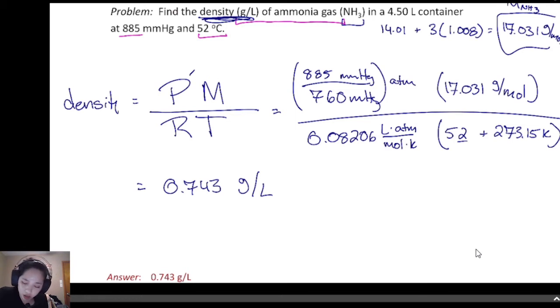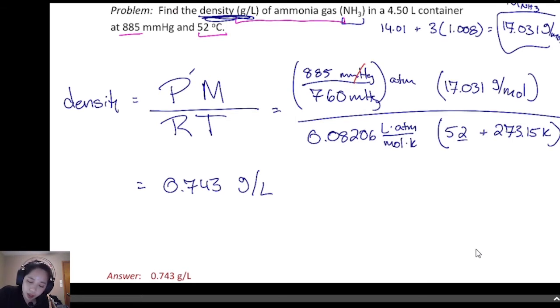Let's check units. So unit-wise, our pressures cancel, our moles cancel, and our temperature cancels. So you can see that we're left with a gram and a liter down here. And so that's grams per liter. That's our density that we need.